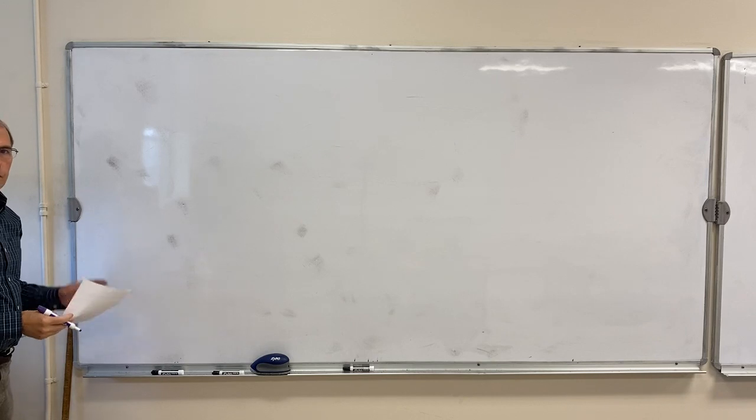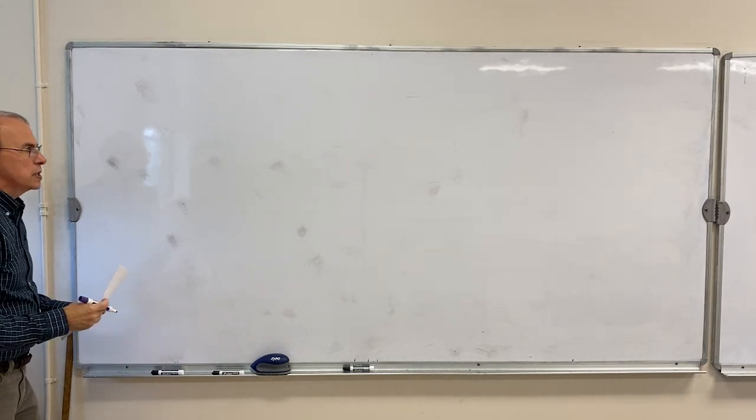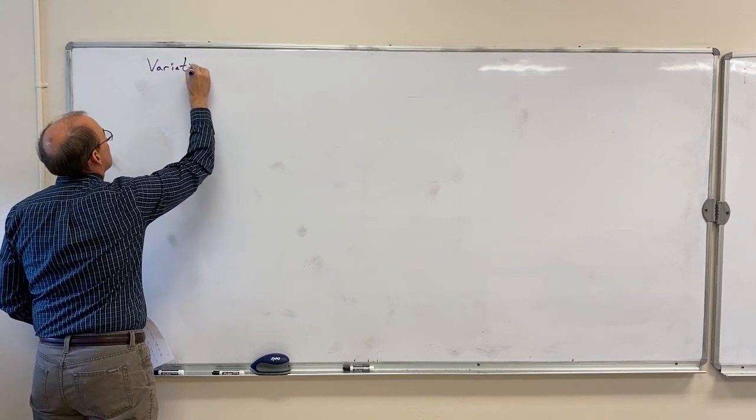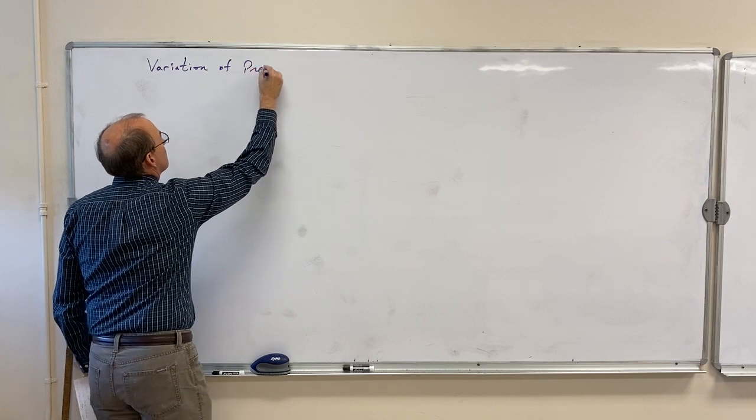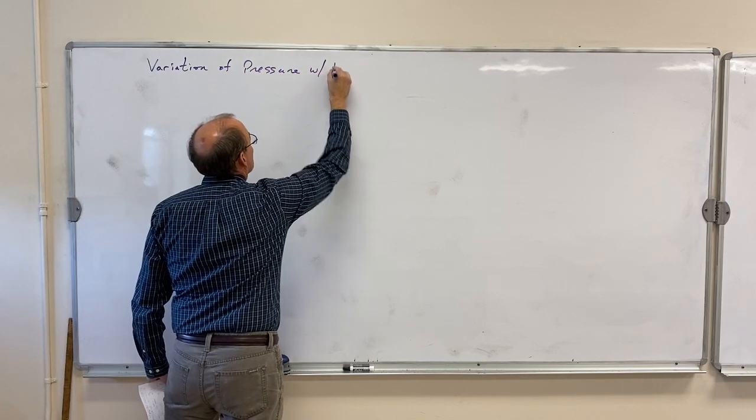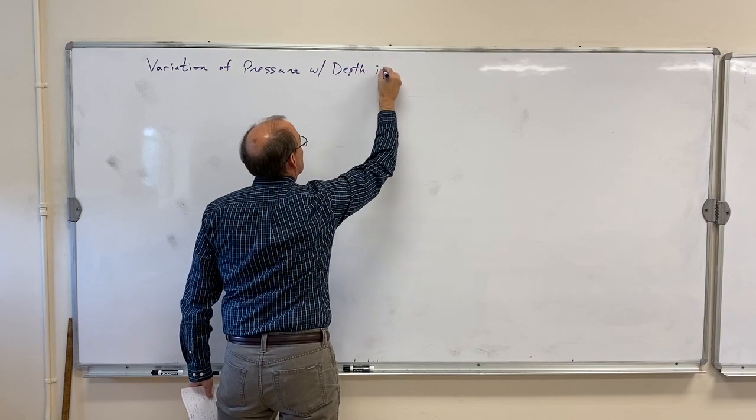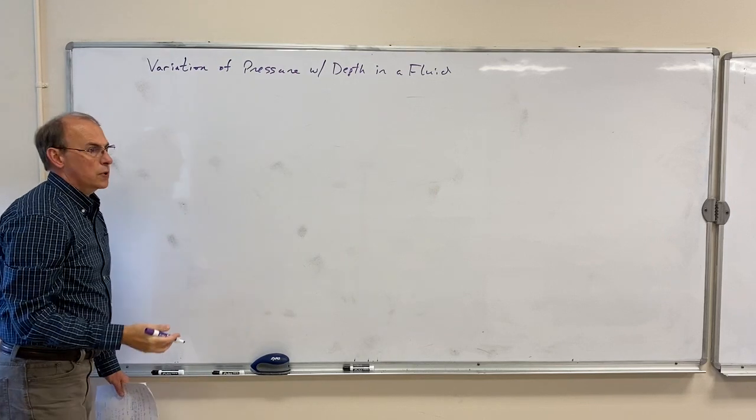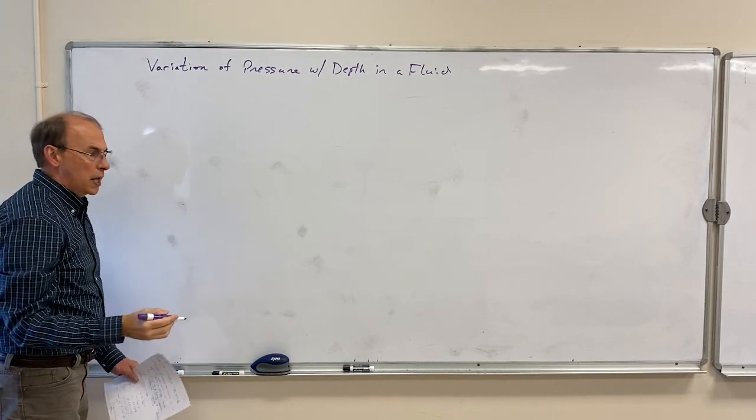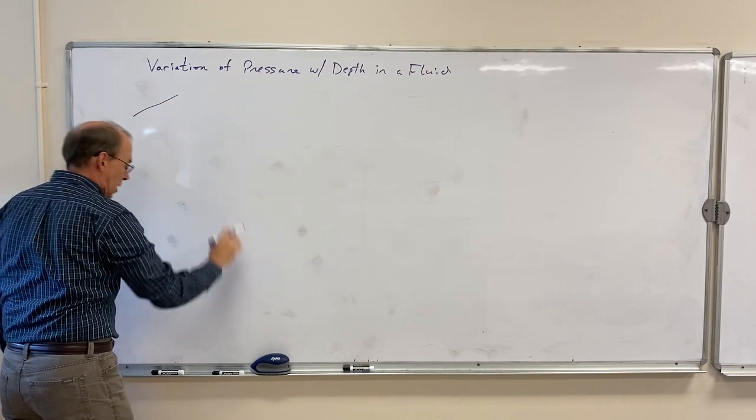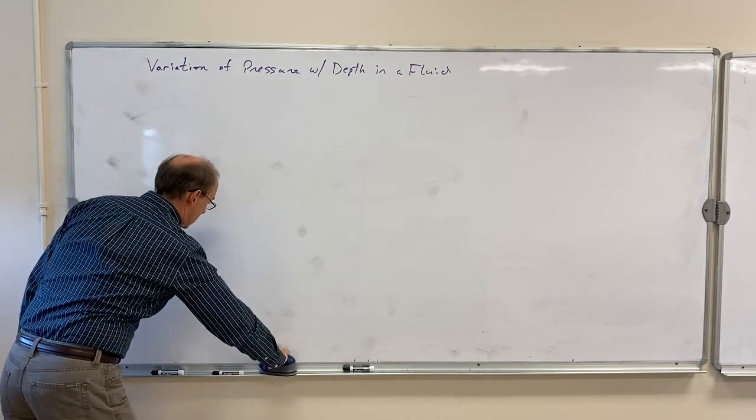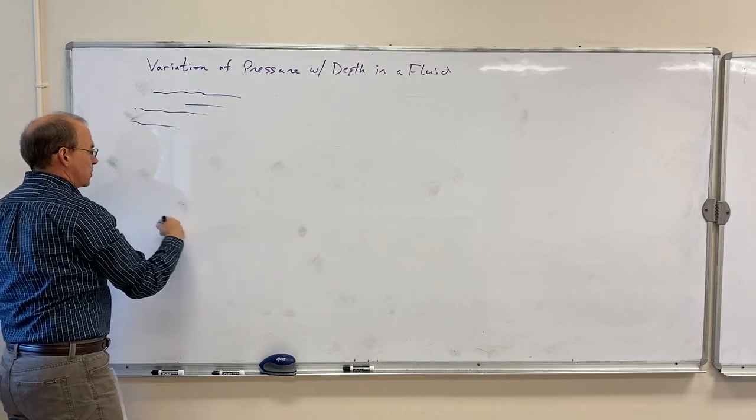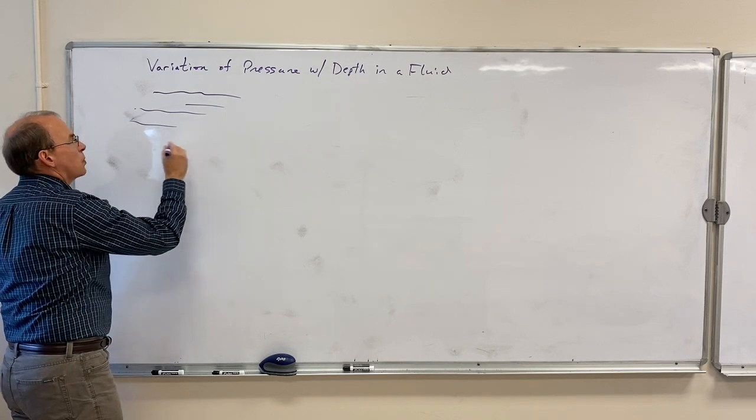So our first topic in actually talking about fluids is the variation of pressure with depth in a fluid. And for our fluid, we're going to use fresh water as an example. So this would be like depth in a lake. So suppose I have the surface of the lake here, and I want to know the pressure down below that surface. Here's a way we can derive that.